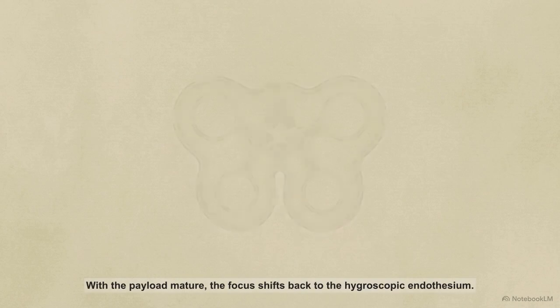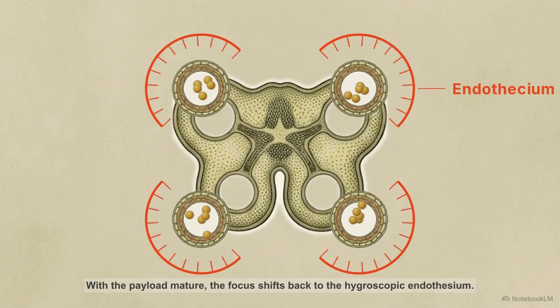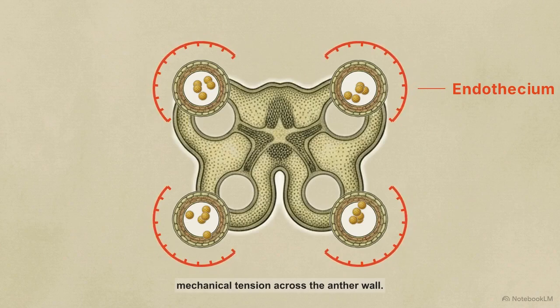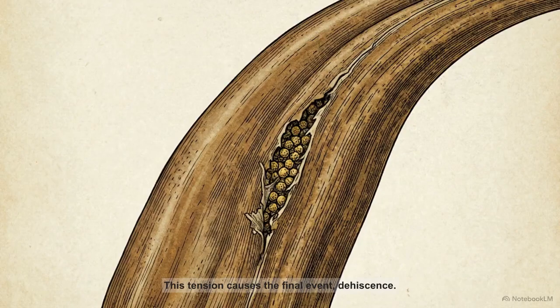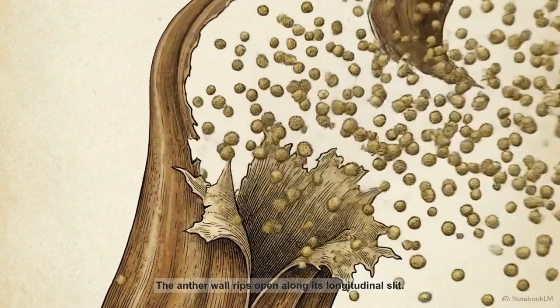With the payload mature, the focus shifts back to the hygroscopic endothecium. As the anther loses water, the fibrous thickenings in the endothecium contract, creating high mechanical tension across the anther wall. This tension causes the final event, dehiscence. The anther wall rips open along its longitudinal slit.